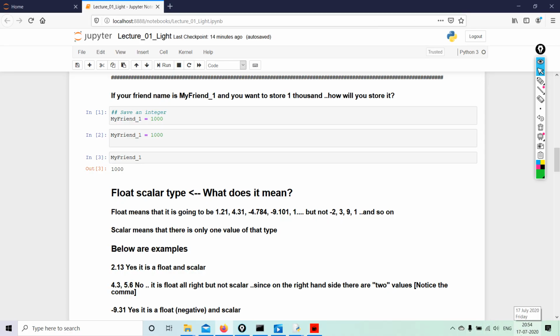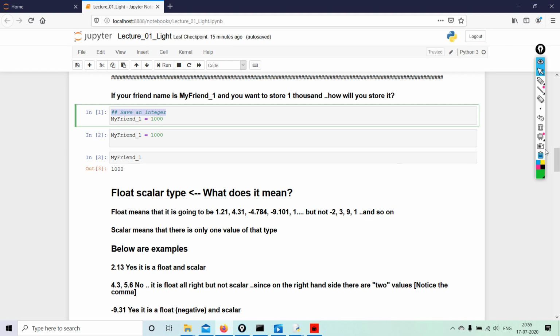And we are back. Now what we are doing is we are going to give this friend of ours a name. I have given the name of my friend as my_friend_1, and I want to store 1000 next to it. So if you see this hash, it means this particular line will not be run. This will be commented out.